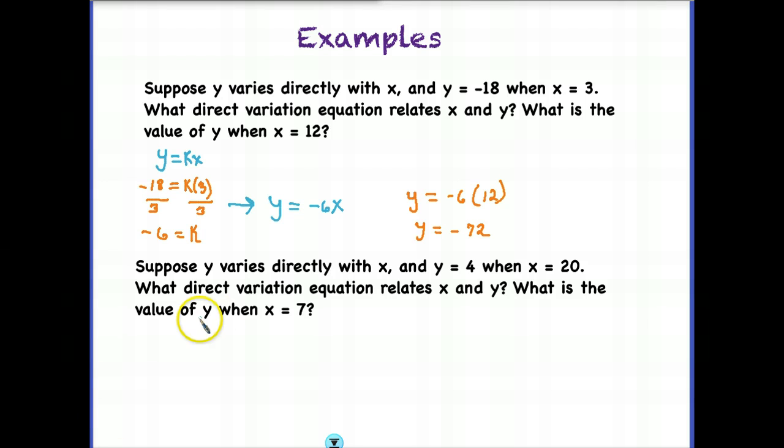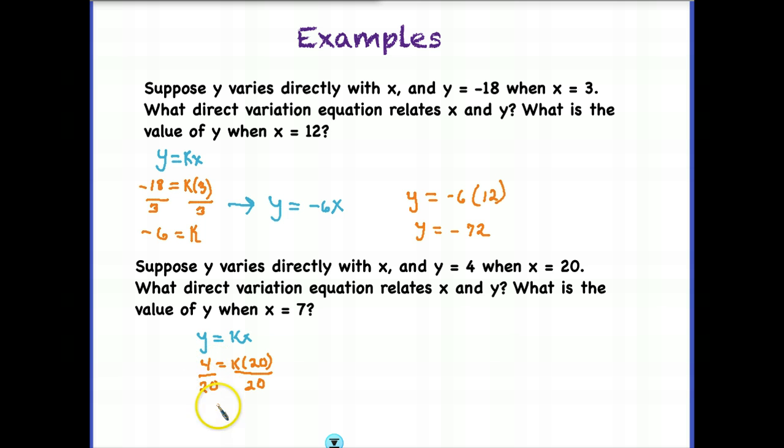All right, moving on to the second problem. Again, suppose y varies directly with x. We know right away that's going to be in this form, y equals kx, direct variation equation. And it says, and y equals 4 when x equals 20. So again, what that means is, well, let's make y equal 4. We don't know k. And let's make x equal 20 because they tell us that. What direct variation equation relates x and y? Well, in order to write a direct variation equation, I need k. So let's go ahead and get k. Let's divide both sides by 20.